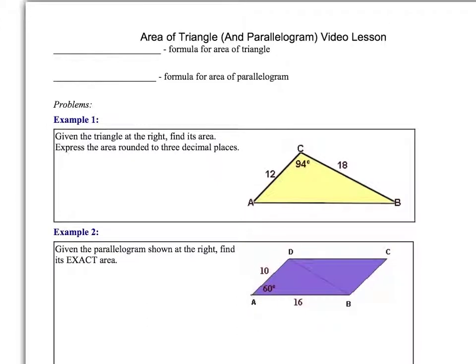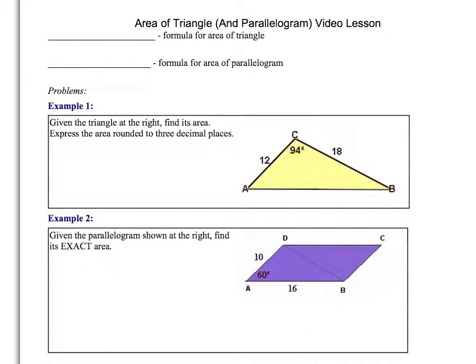I'm going to represent K for the area. K is equal to 1/2 your two sides, A and B, sine of the included angle, sine of C. So as long as you have two sides and the angle in between, which we call the included angle, you can find the area of a triangle. This formula is given to you on your reference sheet, so you don't need to memorize it.